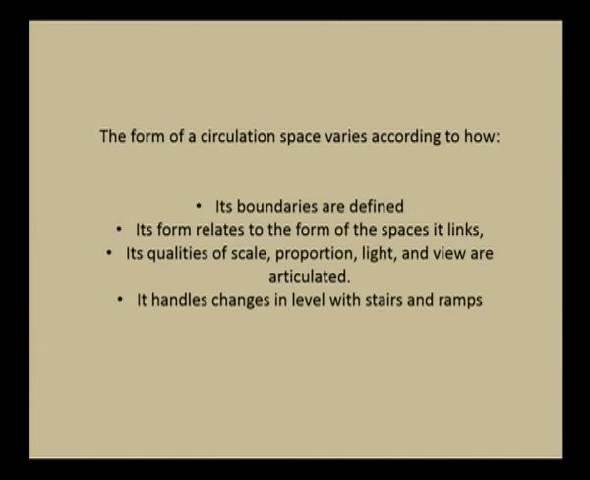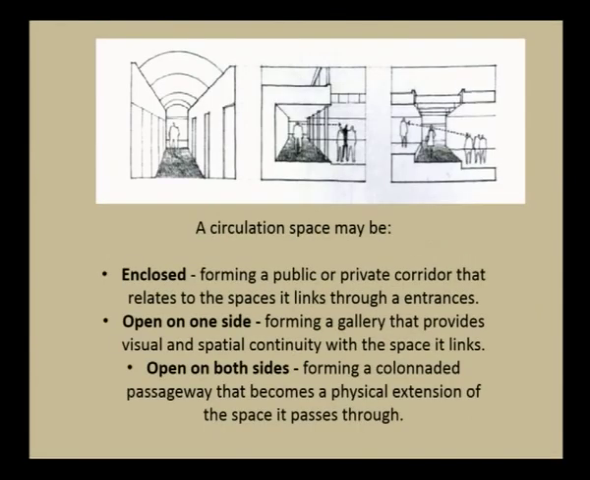Now finally, we will see about the aspect of form of the circulation space. Does a circulation space, or what is called as a path, does it has a form? Yeah, it has a form. It has a lot of aspects to be discussed. The form of a circulation space varies according to how its boundaries are defined, how its form relates to the form of the space it links, how its qualities of scale, proportion, light and view are articulated, how it handles changes in level with stairs and ramps.